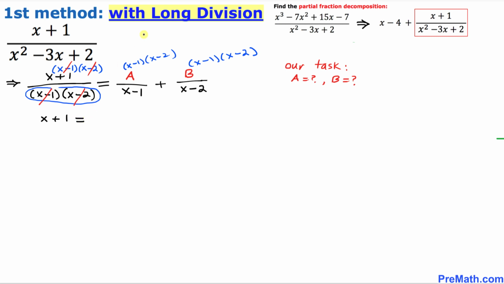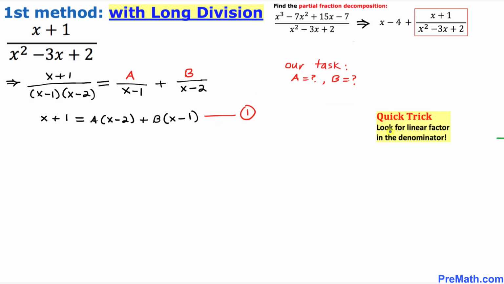And on the right hand side, as we can see, this x minus 1 is gone with this x minus 1, so we end up with a times x minus 2, and then this x minus 2 is gone with this x minus 2, so we got plus b times x minus 1, and I'm going to call this equation number 1.